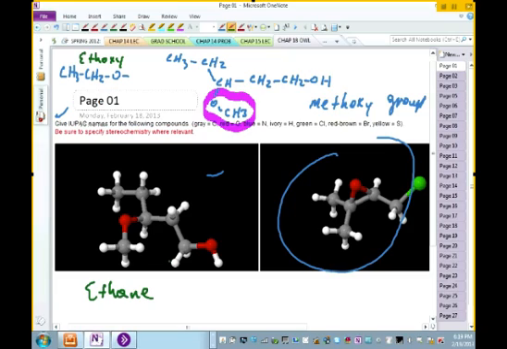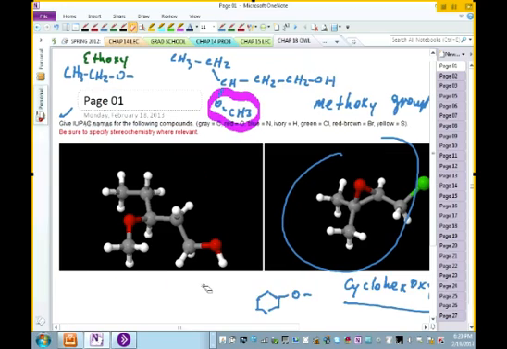The corresponding alkane contains two carbon atoms. So to name this as a substituent, you remove the A-N-E ending of the corresponding alkane, and you replace it with OXY, okay? OXY, right here. Ethanol. What is it? Ethanol, okay, very good.